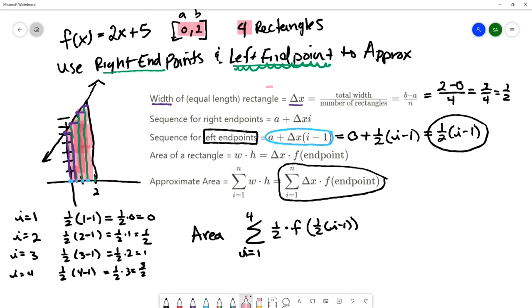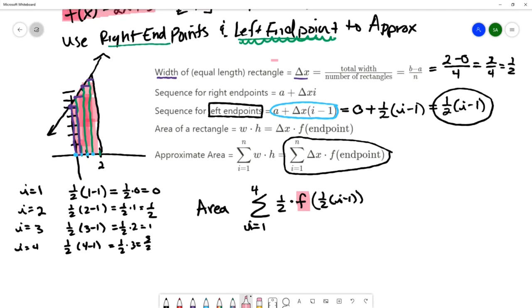Now we're doing f of that. That's the y value. So I need to use our function that we've established. That's going to give me the height of my rectangles. So I'm going to substitute that 1/2 times i minus 1 into the function f of x equals 2x plus 5. So I have the sum of i equals 1 to 4 of 1/2 times 2 times 1/2 times i minus 1 plus 5. That 1/2 is times all of that.